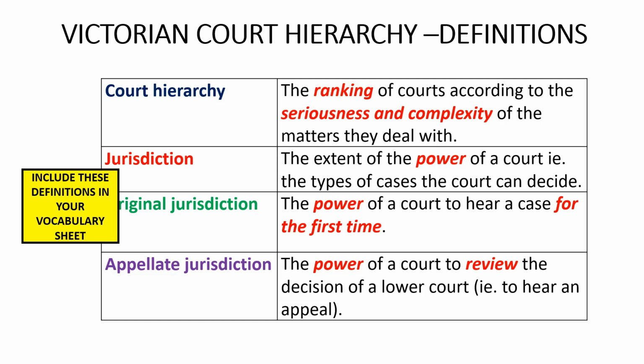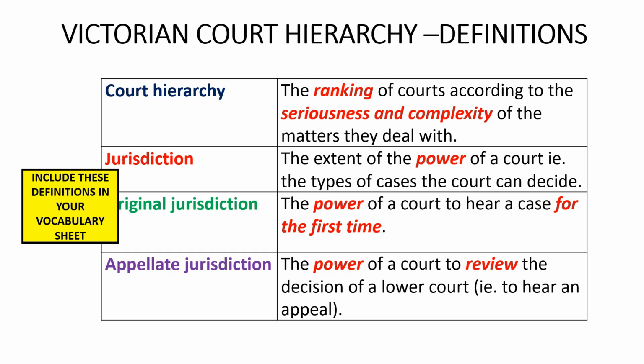On the other hand, the Magistrates' Court is at the bottom of the Victorian civil court hierarchy because it only deals with small civil disputes. In addition, because the Magistrates' Court is at the bottom of the Victorian civil court hierarchy, the Magistrates' Court doesn't hear appeals from any court. There is no court below the Magistrates' Court from which an appeal could be made to the Magistrates' Court.